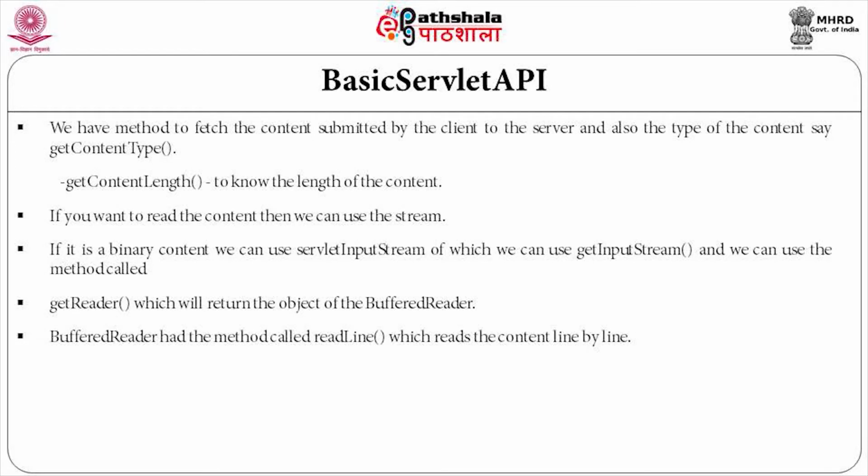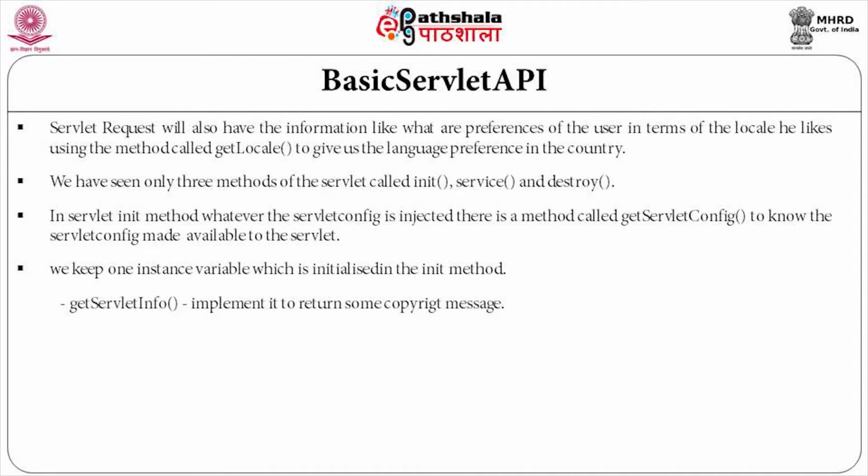So, for a request containing some kind of content, if you are interested in reading that content, and it is binary content, we have the ServletInputStream available through the method called getInputStream, or you could use the method called getReader, which returns a BufferedReader object. BufferedReader, as we know, has that convenient method called readLine, to enable us to read line by line. If it is a text content, which is line based, you could use that method. So, in a request you would have parameters, and in a request you could have content.